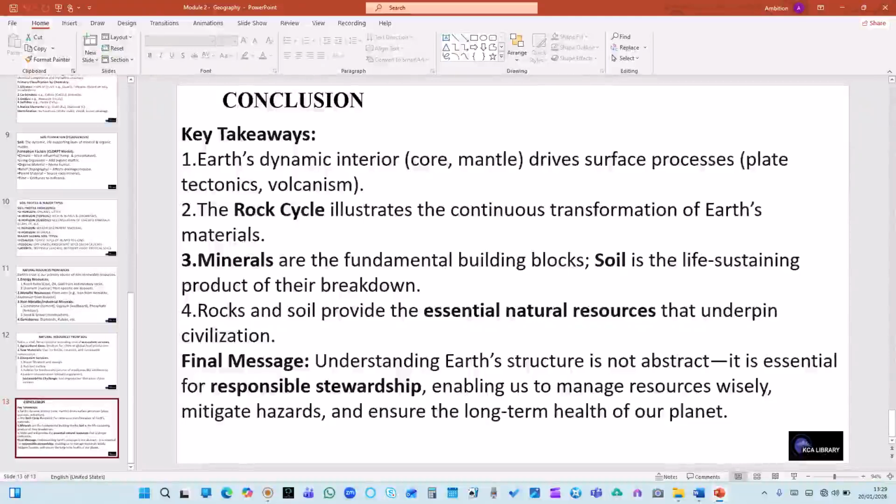Final message: understanding Earth's structure is not abstract. It is essential for responsible stewardship, enabling us to manage resources wisely, mitigate hazards, and ensure the long-term health of our planet.